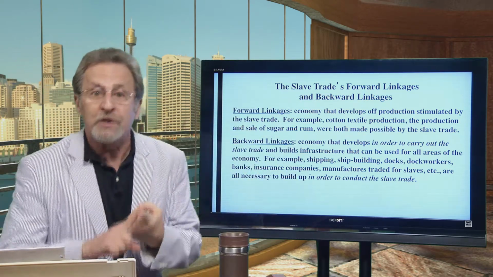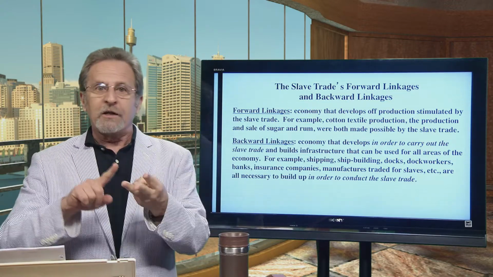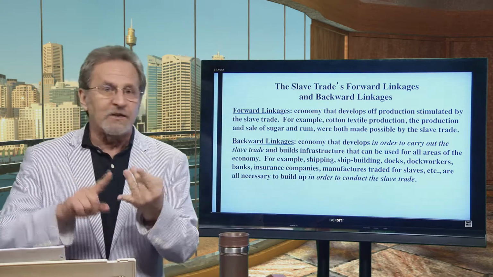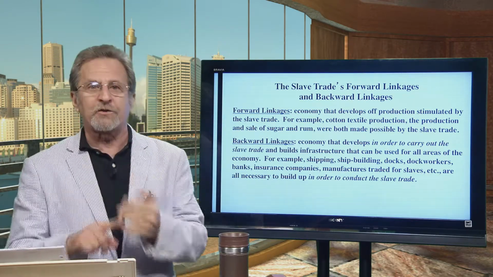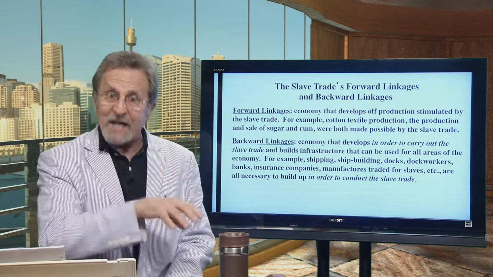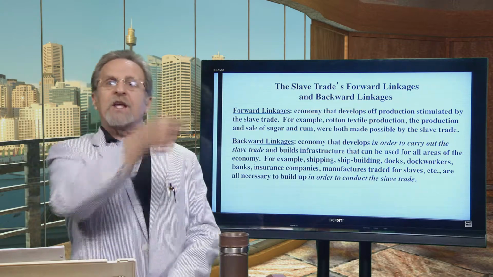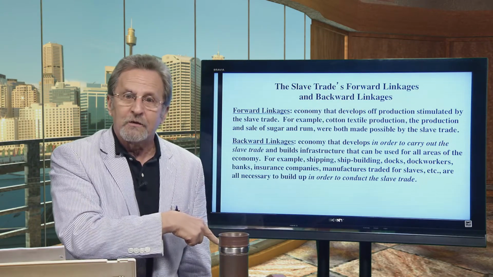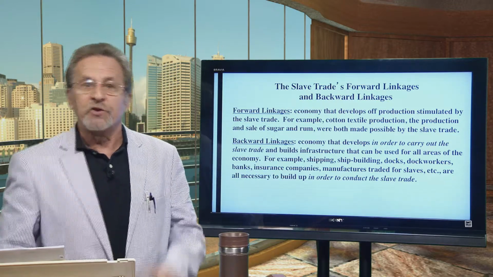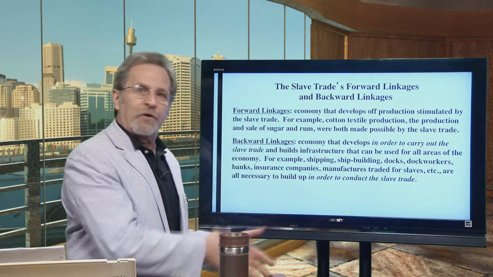An infrastructure, you needed ports. You needed warehouses. You needed the dock workers to work on those ships. You needed the sailors to sail on those ships. You needed the roads that connected those ports with the cities that were producing the goods that were sold, that were traded in Africa for the slaves. You needed to produce the goods that would be traded for the slaves.